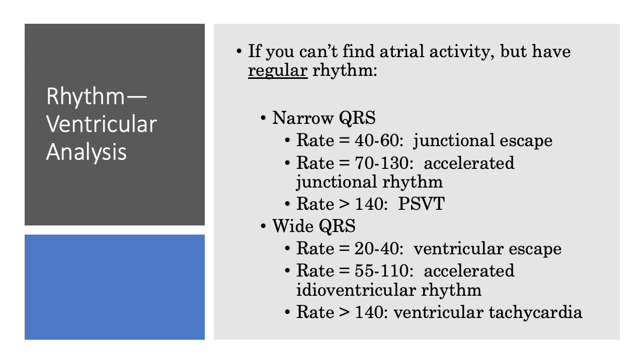If you have a widened or prolonged QRS complex and the rate is running at 20 to 40 beats per minute, you likely have a ventricular escape rhythm. If the rate is 55 to 110 beats per minute, you have an accelerated idioventricular rhythm. And if the rate is greater than 140 beats per minute, that's VTAC.